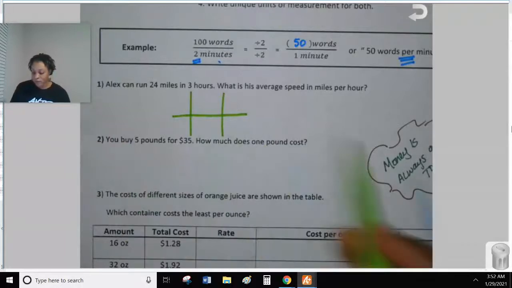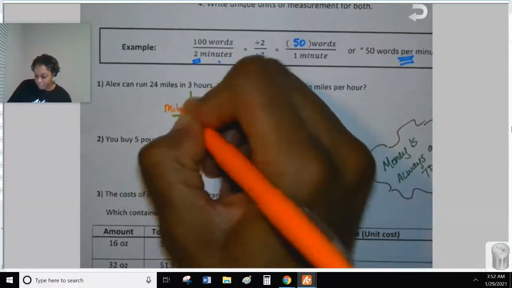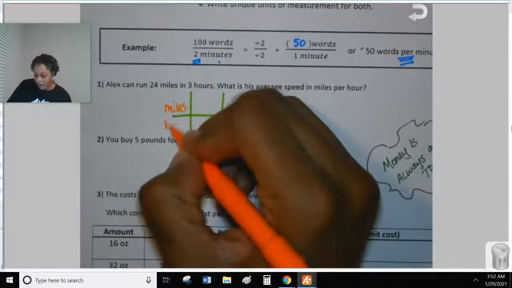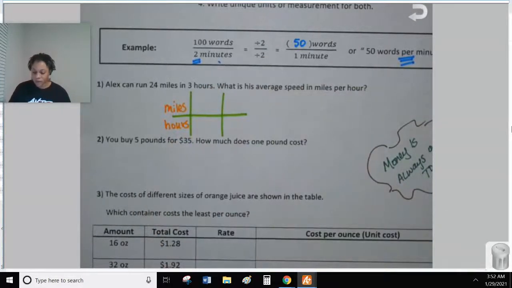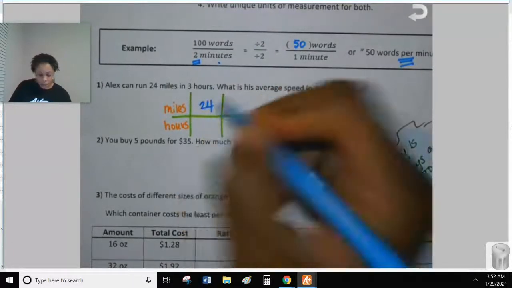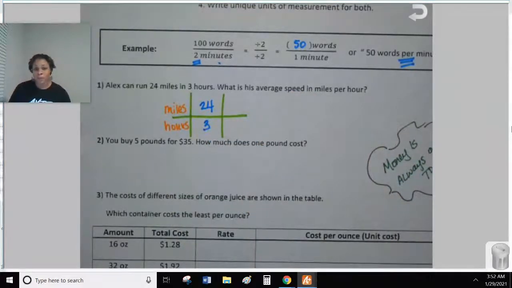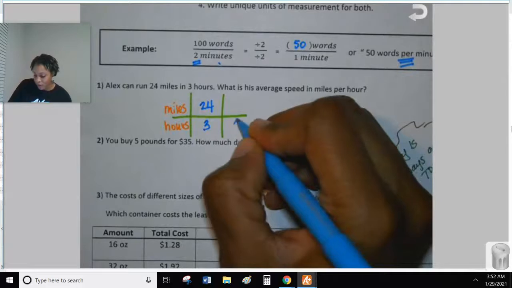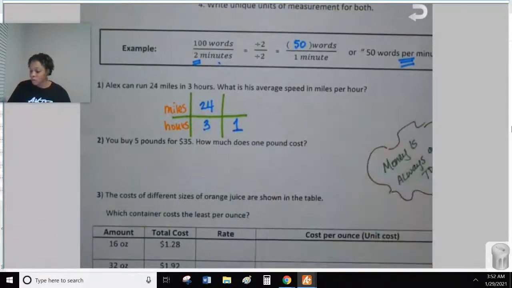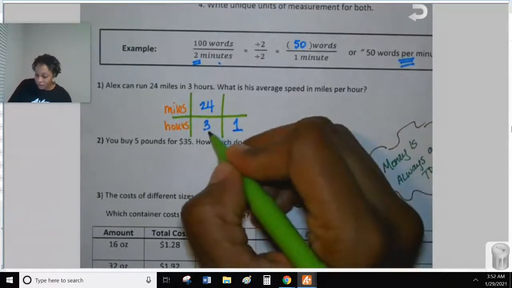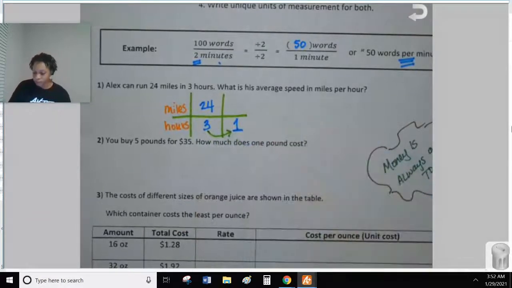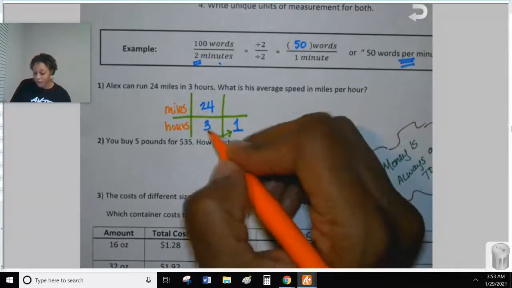And we are going to put in the information that we have. So we have 24 miles in 3 hours. Units are so important. I'm going to write on top miles. And then on the bottom, I'm going to write hours. And then I'm going to fill in the numbers they gave me. I have 24 miles for 3 hours. Okay. And I want to know how much per hour. So in 1 hour. So here I'm going to put a 1. So remember, how do I get from this 3 to 1? Remember, we have to divide by the denominator.